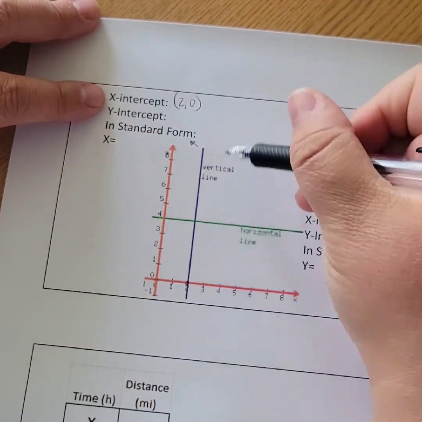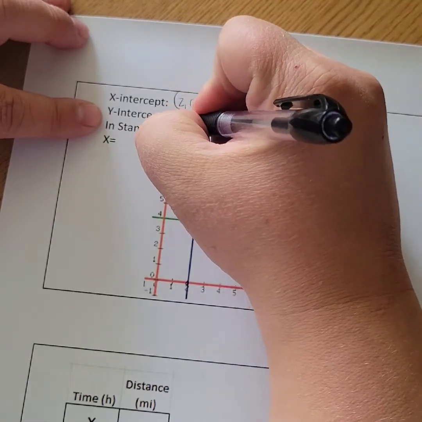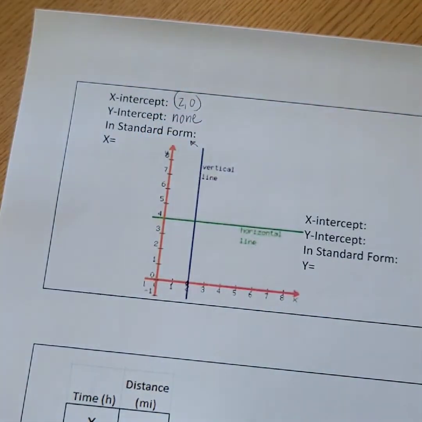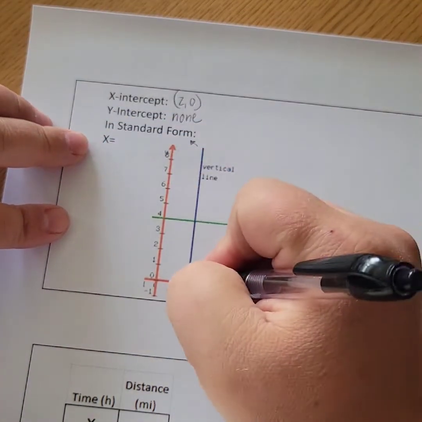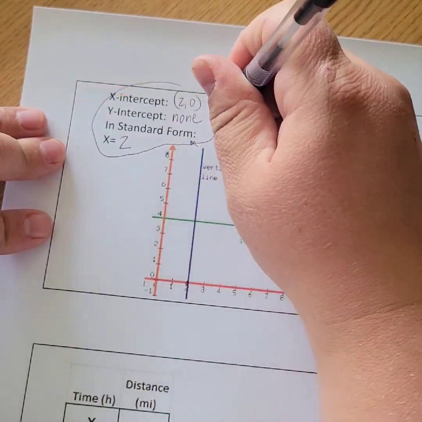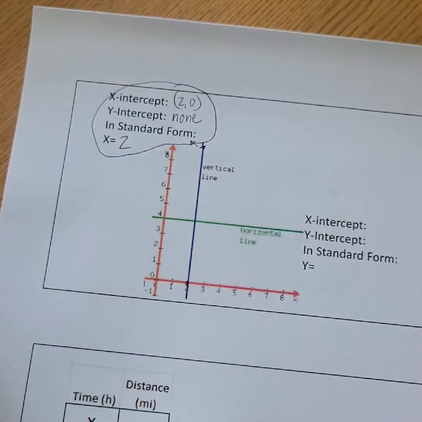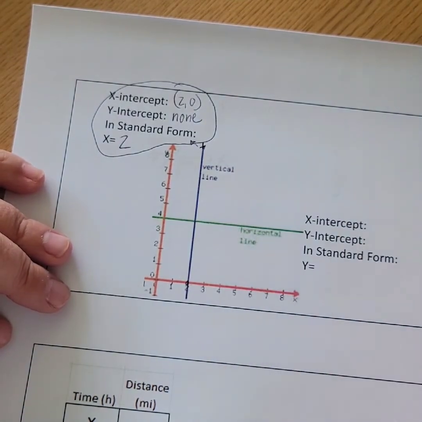And this is a vertical line. A vertical line never crosses the y-axis, so that's a none. The standard form for a vertical line is just the letter x and then the number where it crosses the x-intercept. So x equals 2. All this information applies to this line right here. Now we're going to look at the horizontal line.